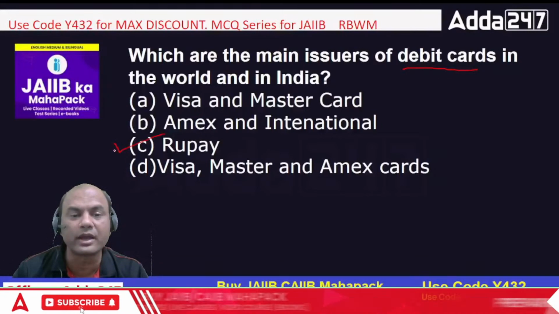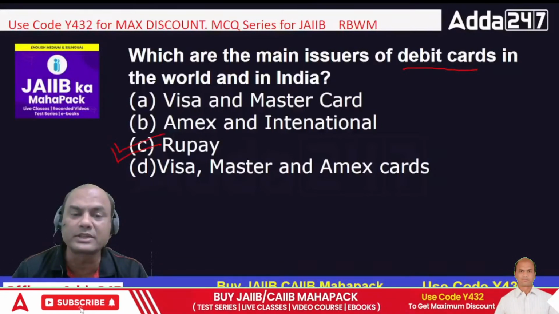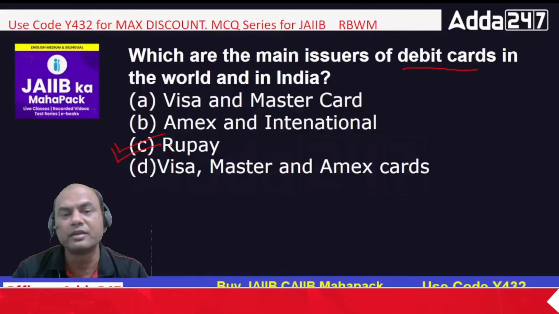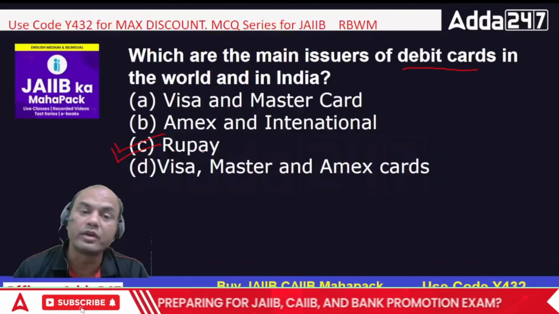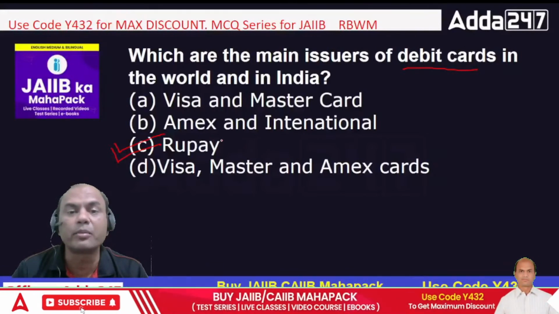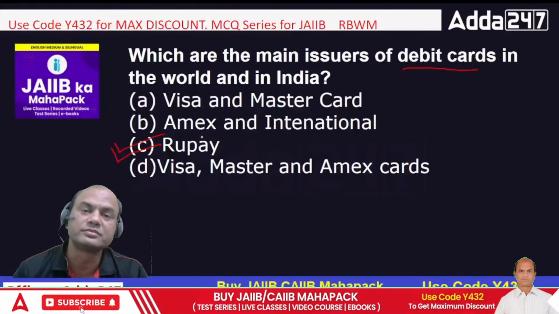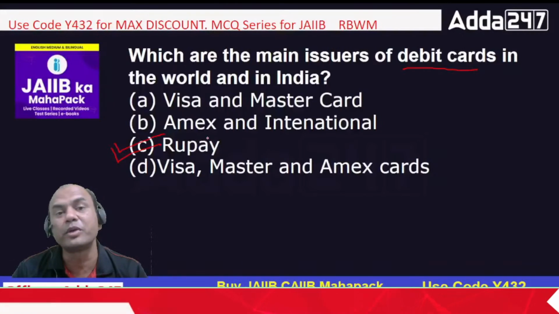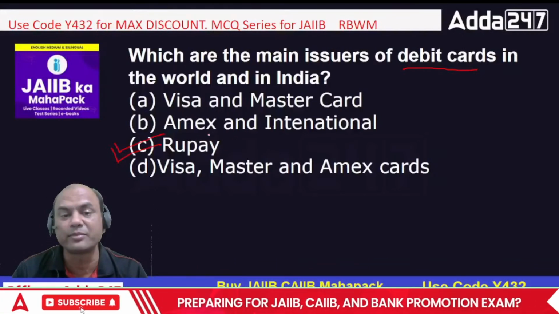Indian company RuPay. RuPay is the biggest issuer of debit cards now. Why? Because we all Indians have started using RuPay cards now. All your banks are giving RuPay cards now. And India's population is 1.4 billion. So that is becoming a huge asset to the company.